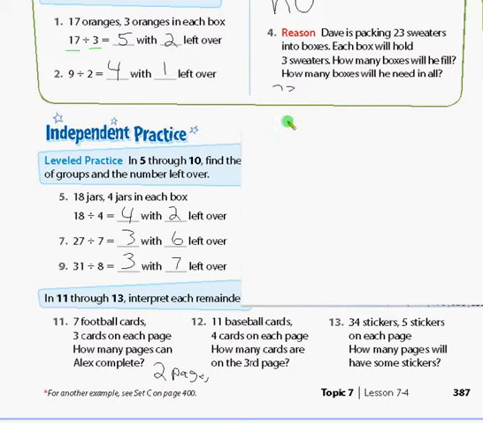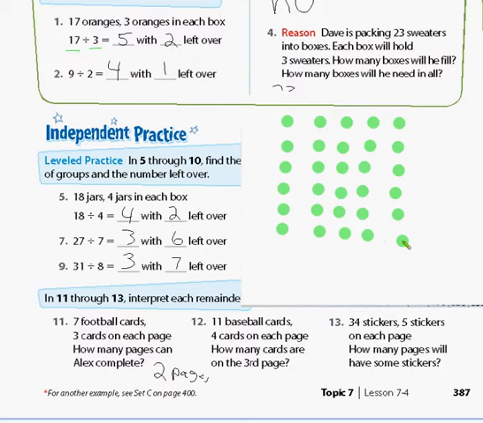So it's 1, 2, 3, 4, 5, 6, 7, 8, 9, 10, 11, 12, 13, 14, 15, 16, 17, 18, 19, 20, 21, 22, 23, 24, 25, 26, 27, 28, 29, 30, 31, 32, 33, and 34.